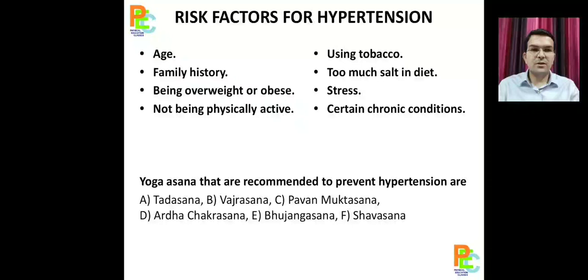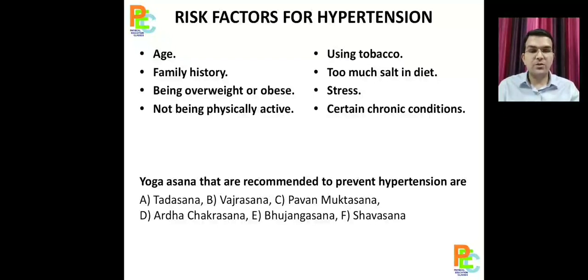The risk factors of hypertension are: the first is age. With age, blood pressure tends to increase. Second is family history. If parents are suffering from blood pressure or hypertension, the individual is at high risk. Then next is being overweight or obese. Obesity is a reason for many problems, and hypertension is one of them. Not being physically active: physical exercise prevents us from many diseases, and if we don't do that, we are at risk of hypertension or blood pressure as well.